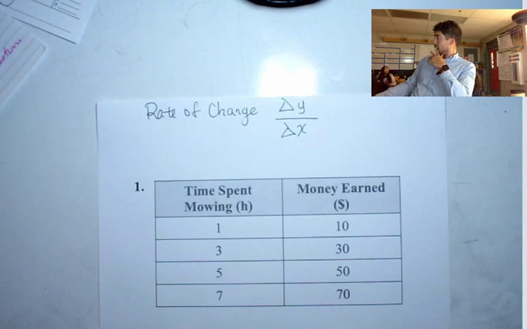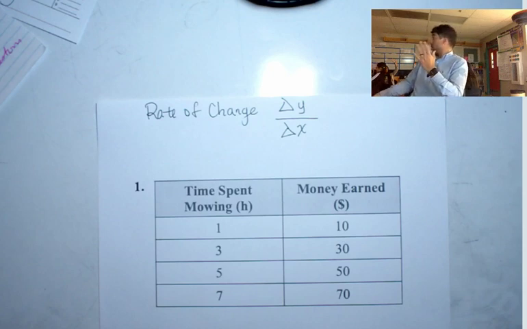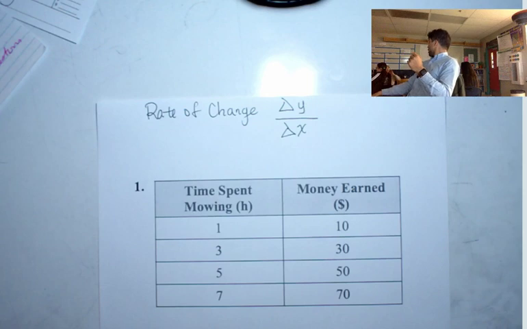Because usually the lower number goes on top and the bigger number goes on the bottom. I'm glad you said that. That's a big misconception. When it comes to ratios and rates, it doesn't matter which one is the bigger number on top or bottom, right? It just depends on the data that we have. The time spent mowing is X because it's the independent value.